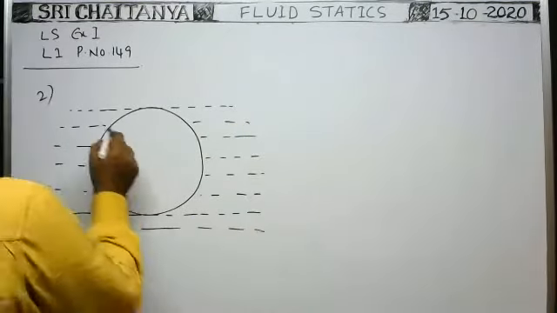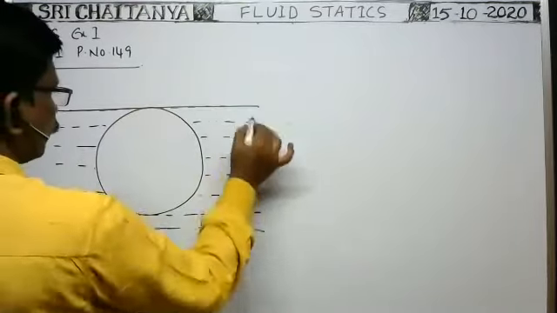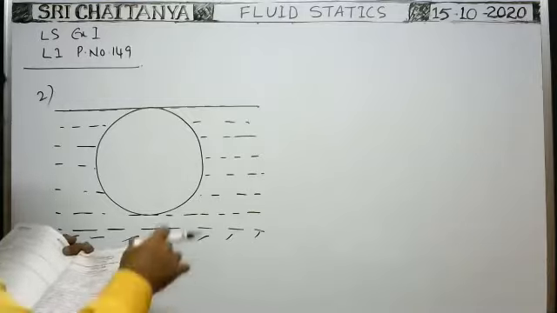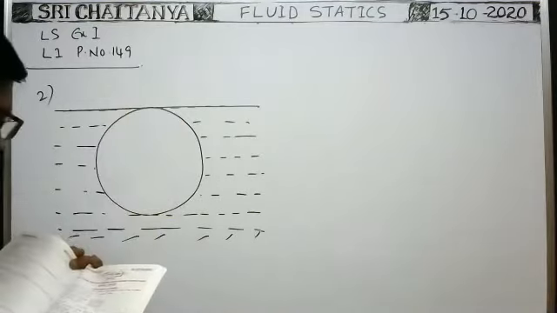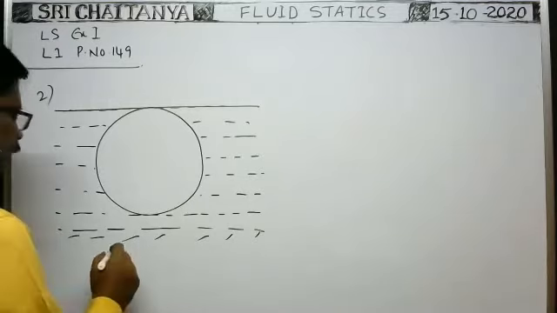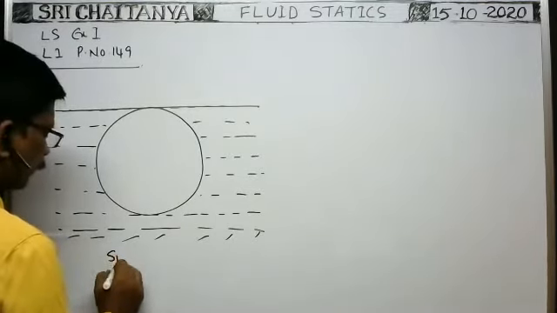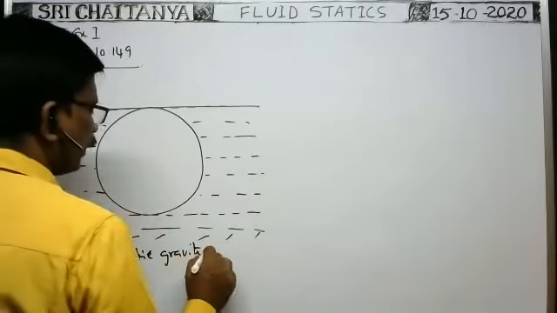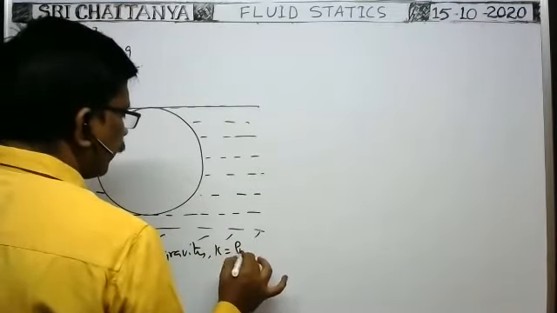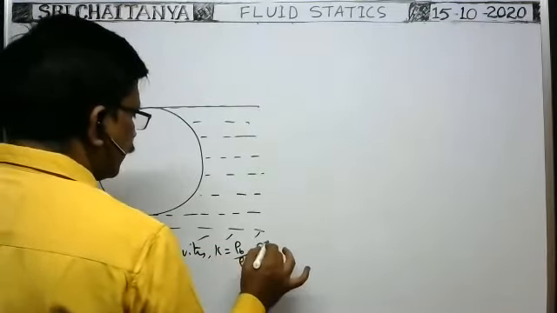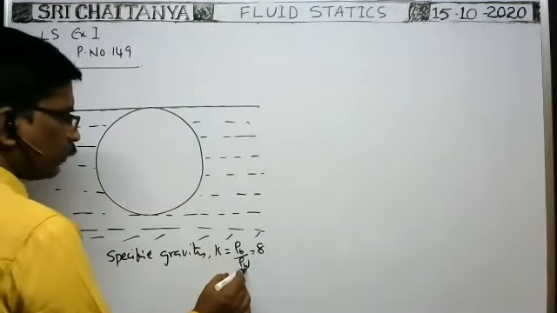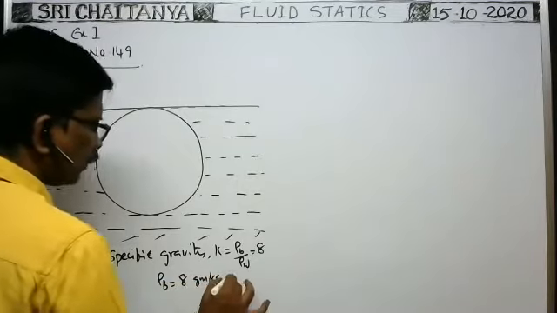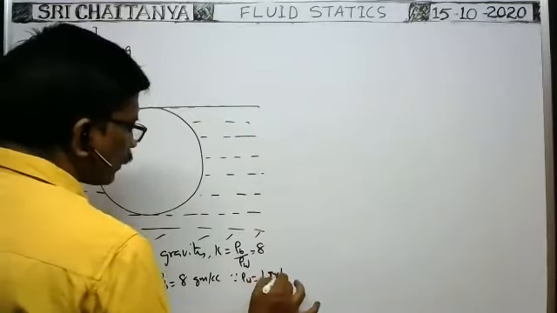In this way, here it is the surface of the water, and this is the bed, the bottom of the water. Now the sphere is completely, just submerged in the water. The sphere of solid material has a specific gravity 8. Specific gravity 8 means density is 8 gram per cc. Specific gravity K is equal to density of the body by density of the water, equal to 8 is given. In CGS system, density of the water is 1 gram per cc. That's why rho B is equal to 8 gram per cc, since rho W is equal to 1 gram per cc.